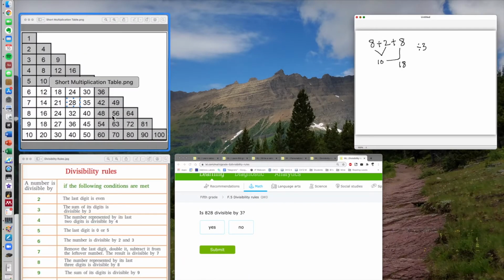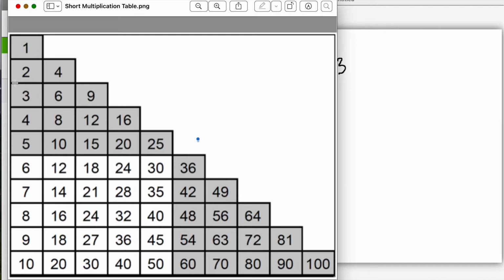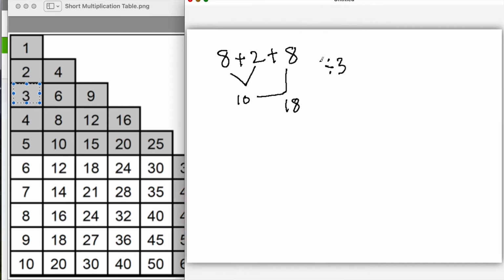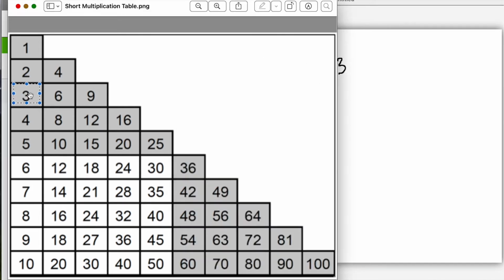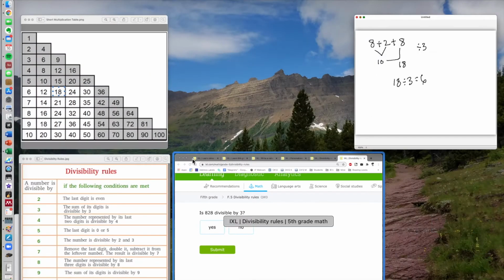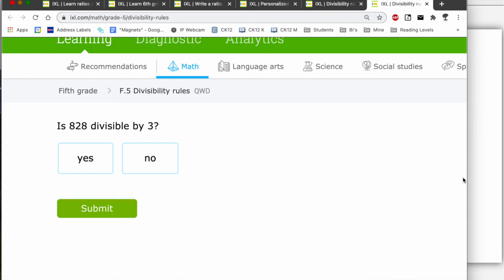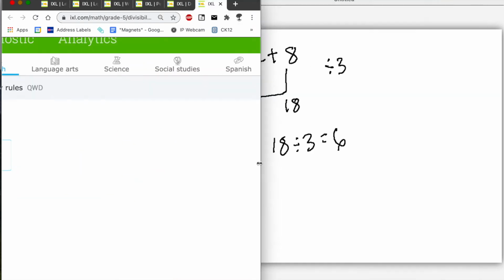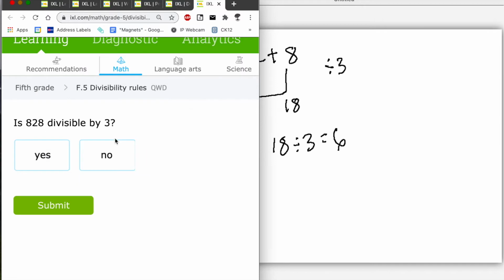So to do that, we come over to our multiplication table. Here we have 3, because we're trying to divide by 3. We need to see, is 18 a multiple of 3? So then I would trace this with her and say, oh, here it is. What does that mean about this number? And she would say, oh, well, 18 is divisible by 3, and it makes 6. And then I would say, yes, that's true. What does that mean about this big number? Does that mean that this number is also divisible by 3, or does it mean it's not divisible by 3? And the answer is yes, it's divisible by 3. That is the rule for 3s.